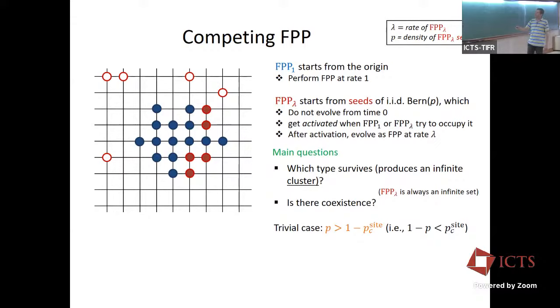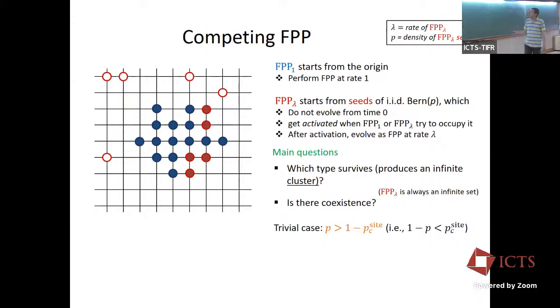Let me just mention that I don't distinguish clusters of type 2 growing from different seeds. For example, if this cluster grows here, here, and goes around here all the way to the other side, I will consider all these things as a single cluster. And then there is also the question of whether there is coexistence in this model, which means whether both types simultaneously give rise to infinite clusters.